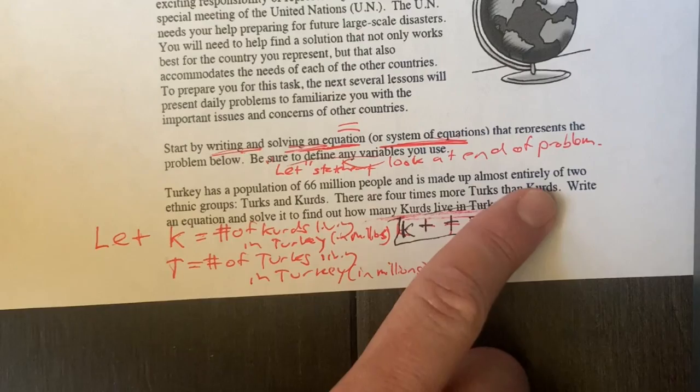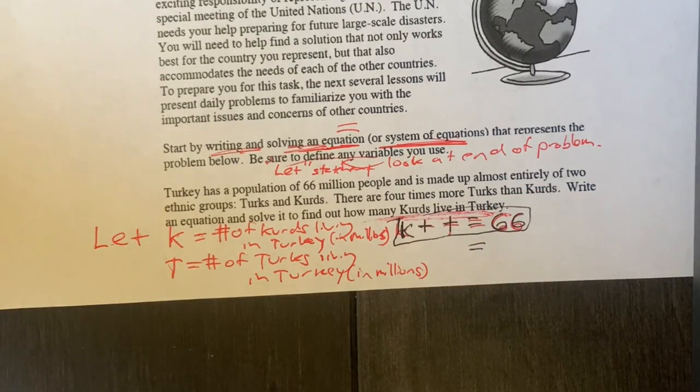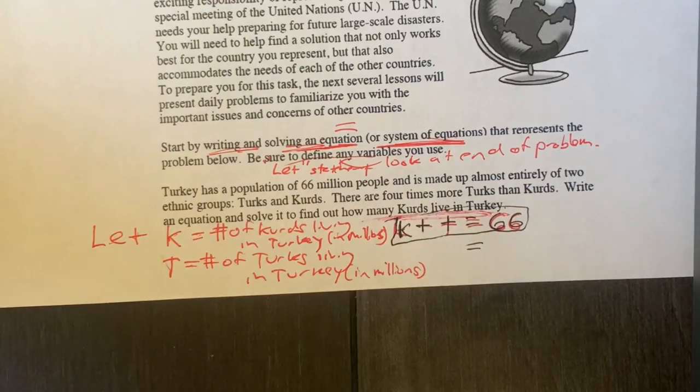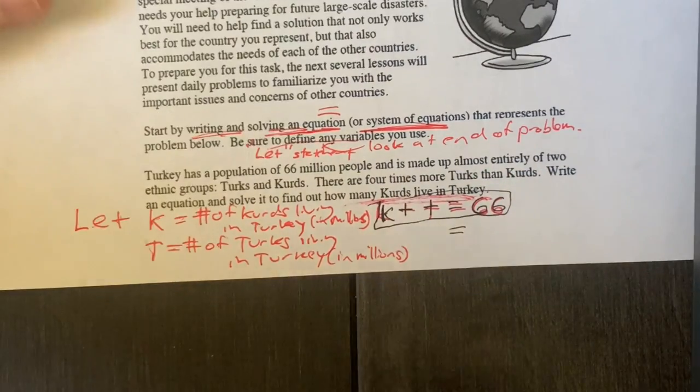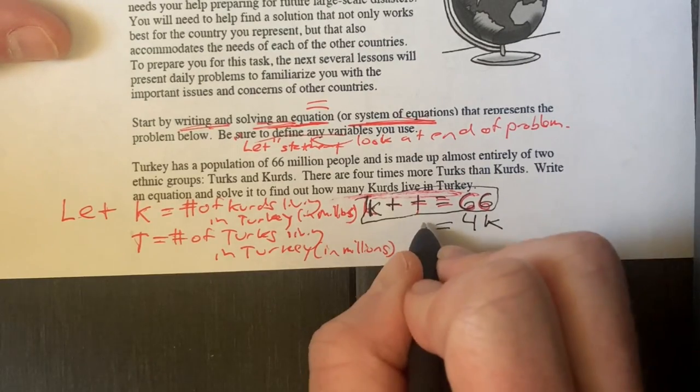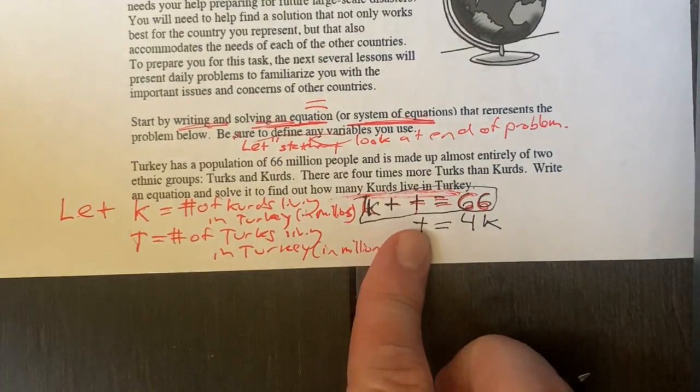What if there were 5 Kurds? How many Turks would there be? There are 4 times as many, so there would be 20 Turks. What will we have to do to the Kurds to get to the Turks? We'd have to multiply by 4. So the 4 would actually be in front of the Kurds, and that is a point of confusion when you set up these problems.